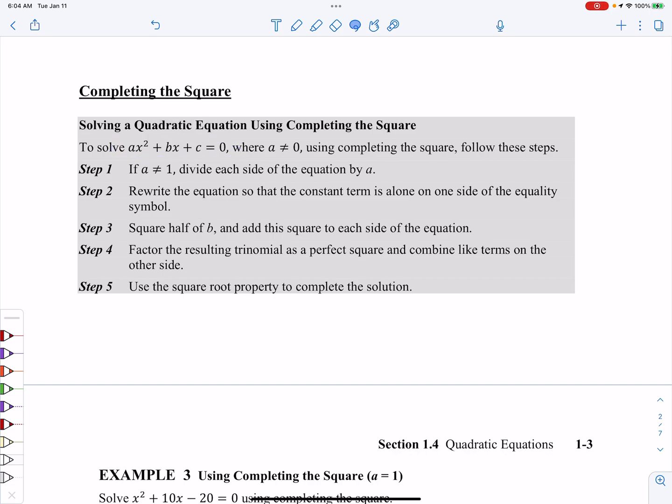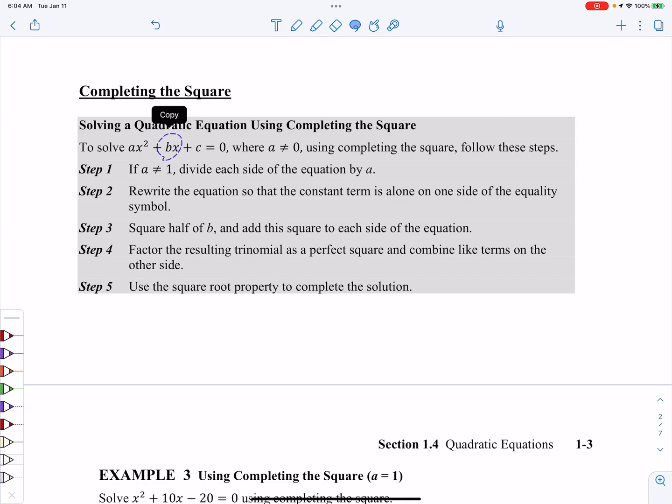First of all, if a does not equal 1, so there's my a, then you need to get rid of that a by dividing both sides by a. Step 2, we're going to rewrite the equation so that the constant is on the right side of the equation. Step number 3, square half of b. So here's our b value. We're going to take half of it and then we're going to square it. And then we're going to add that number to both sides of the equation.